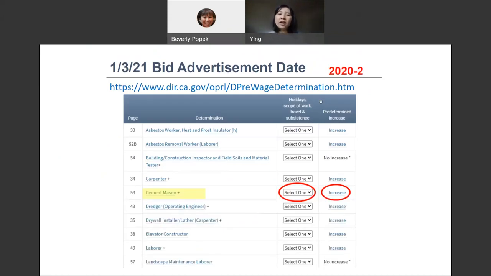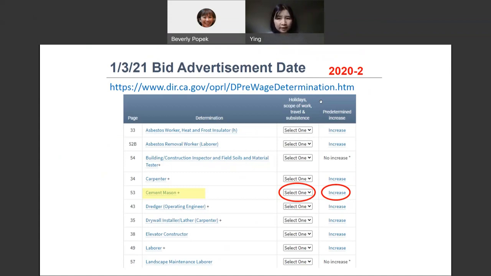All right, so for your convenience, we have highlighted cement mason in line 53. Before clicking on the cement mason, I just want to go over really quickly the two columns on the right. The first column is the holidays, scope of work, travel, and subsistence. There is a drop-down menu, so if you're interested in knowing what is the legal holiday for cement mason or what is the detailed scope of work for cement mason, definitely click on there to choose that.